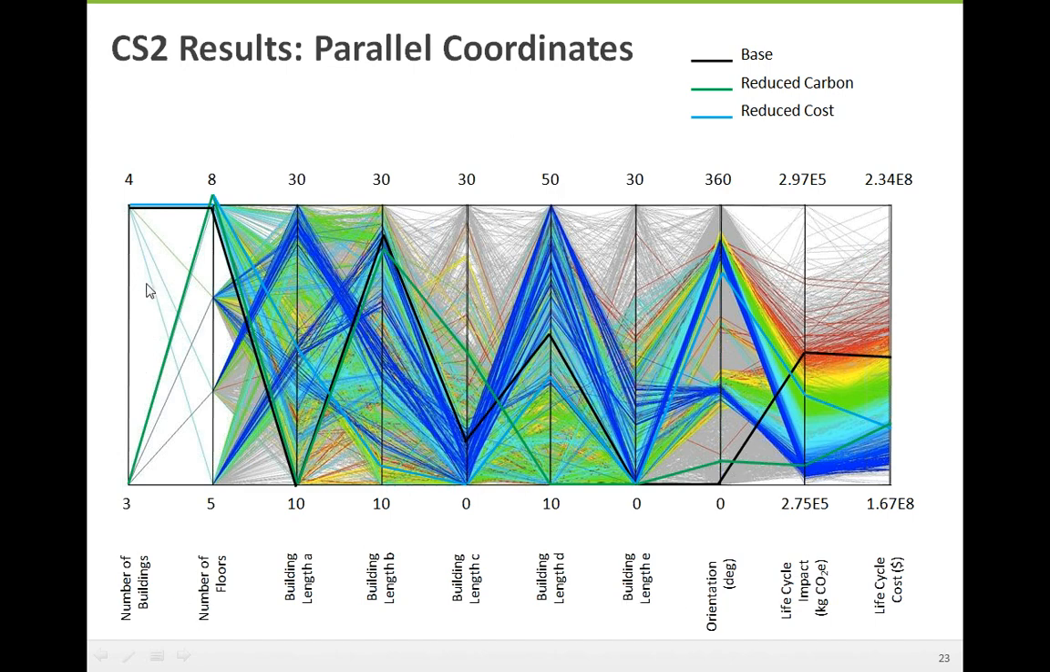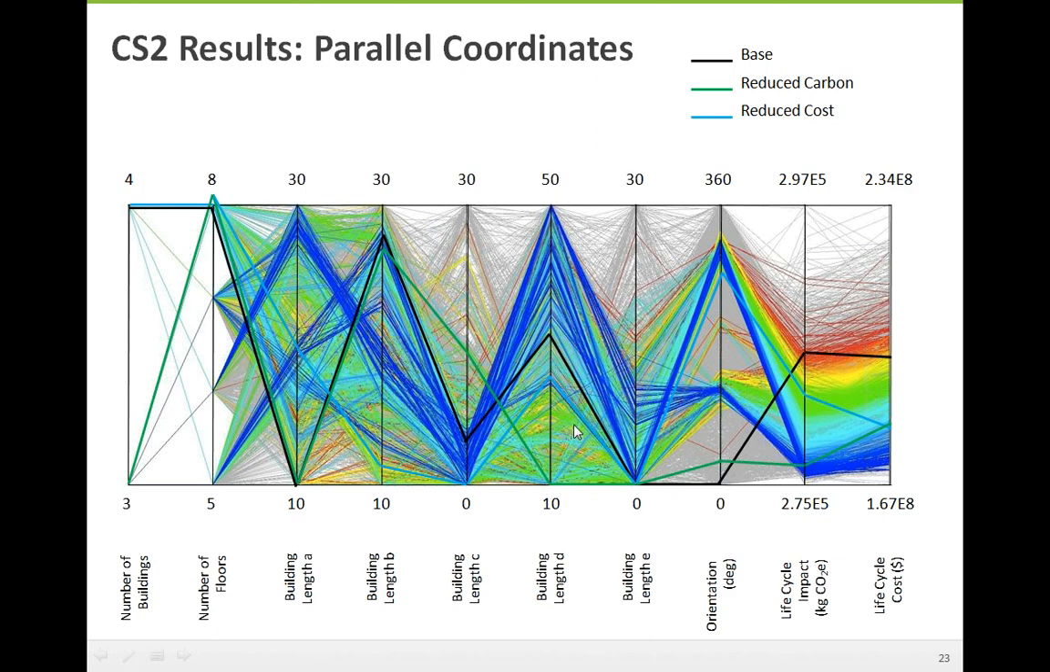Each vertical axis here corresponds to a different design variable. You see number of buildings, number of floors, and then the 5 different building lengths and orientation. Those are the design variables that we looked at. And then the last 2 vertical axes are life cycle impact, that's carbon, and life cycle cost. Each different design is a polyline that passes through each of these vertical axes.